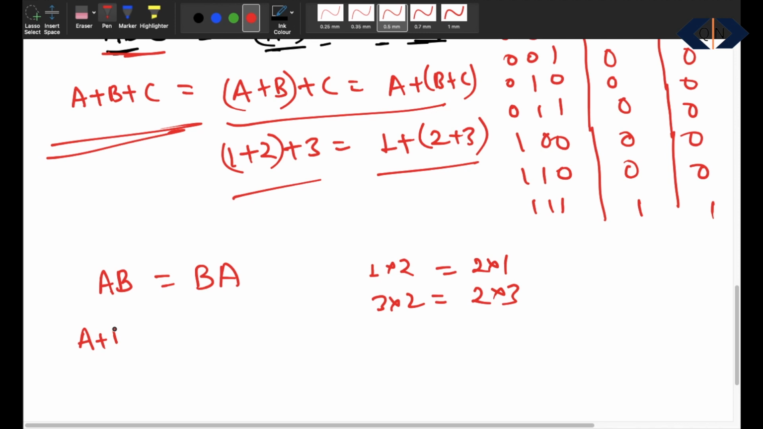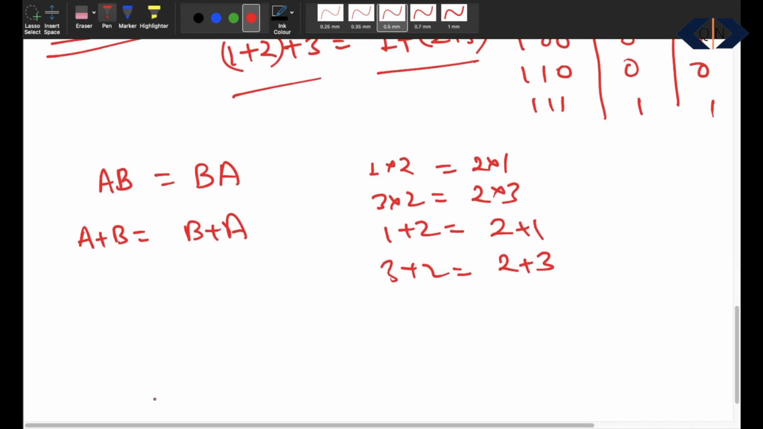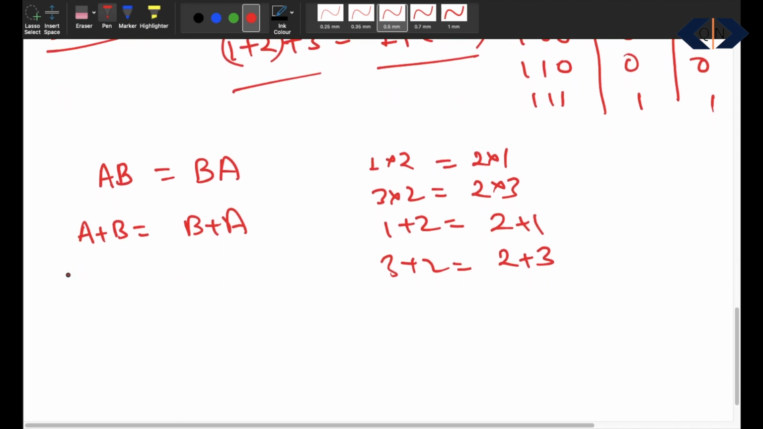Suppose A plus B is equal to B plus A. If this holds true, then our commutative property is also true. So 1 plus 2 is equal to 2 plus 1. 3 plus 2 is equal to 2 plus 3. So our Boolean algebra follows the commutative property. You can check using the truth table.